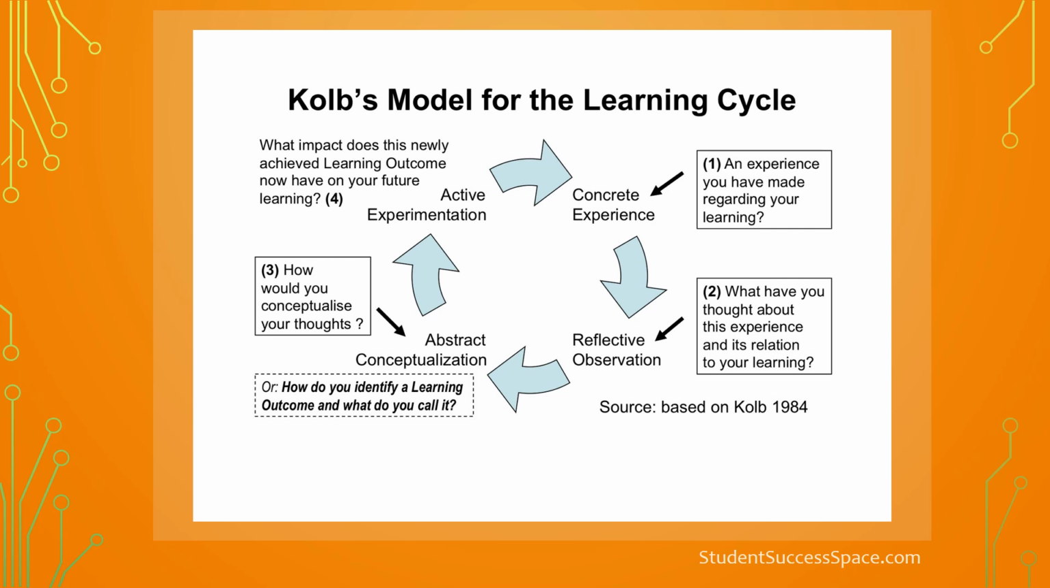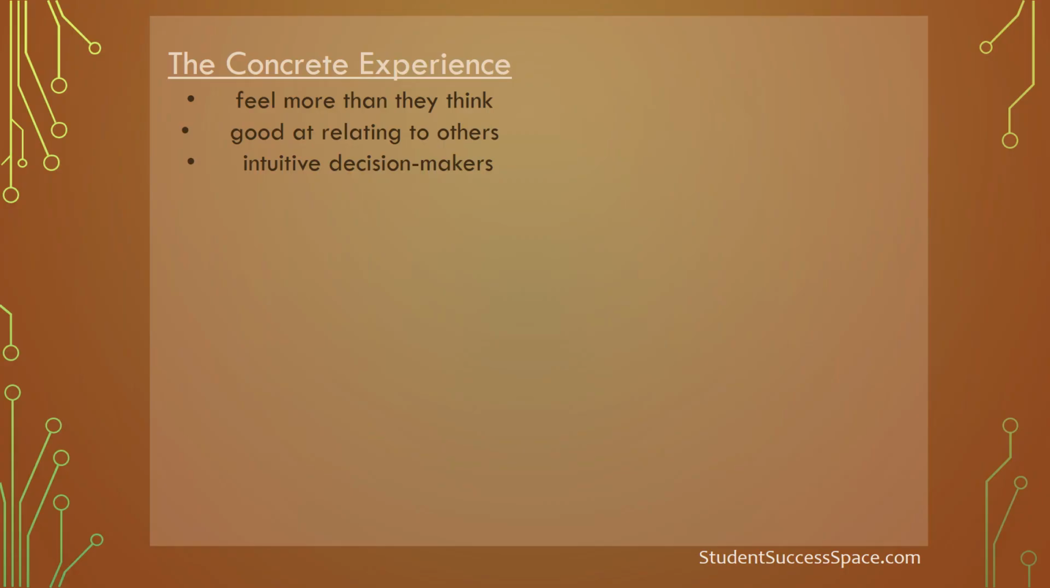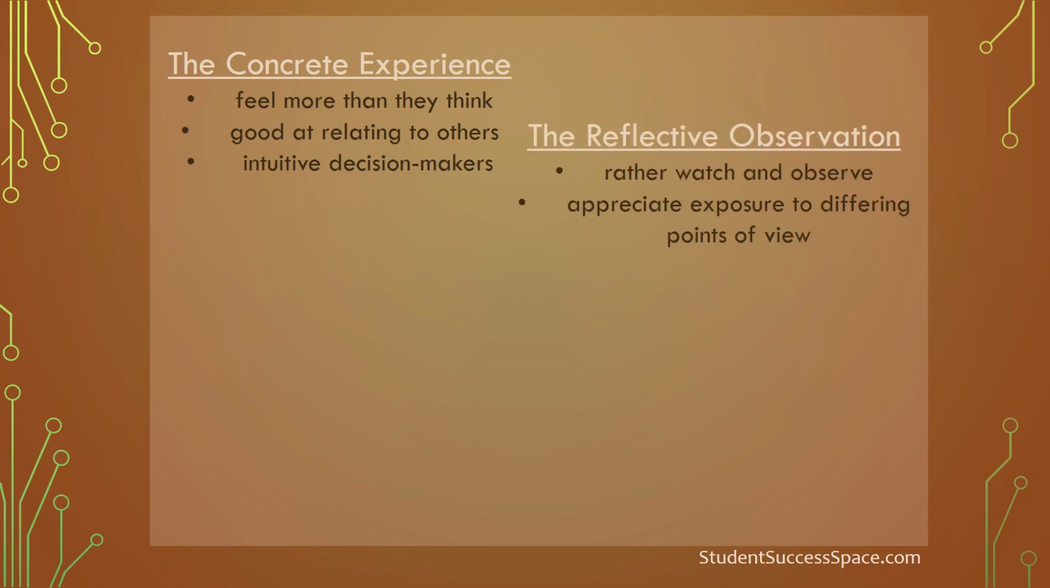So within this Kolb learning style, remember that we have those 4 learning modes, and these are concrete experience, reflective observation, abstract conceptualization, and active experimentation. Let's look at each of these individually. The concrete experience mode describes people who feel more than they think. Individuals in this mode tend to be very good at relating to others, and they tend to be intuitive decision makers. The reflective observation mode describes people who would rather watch and observe rather than be active participants. These people like the exposure, but they don't really want to get their hands dirty.